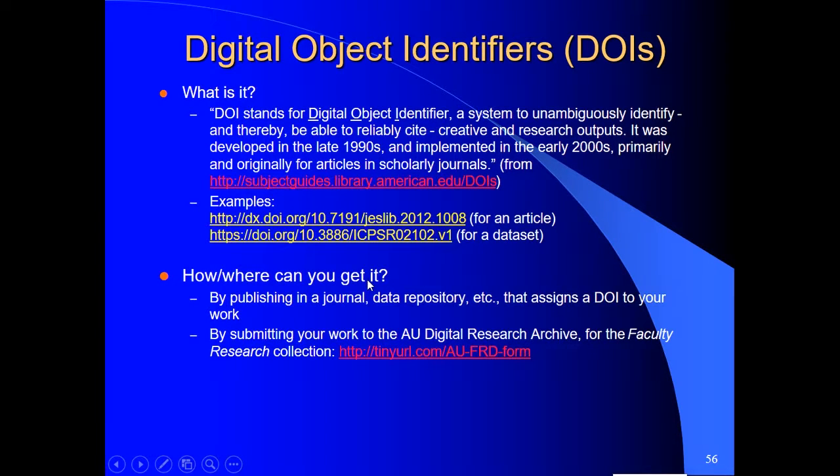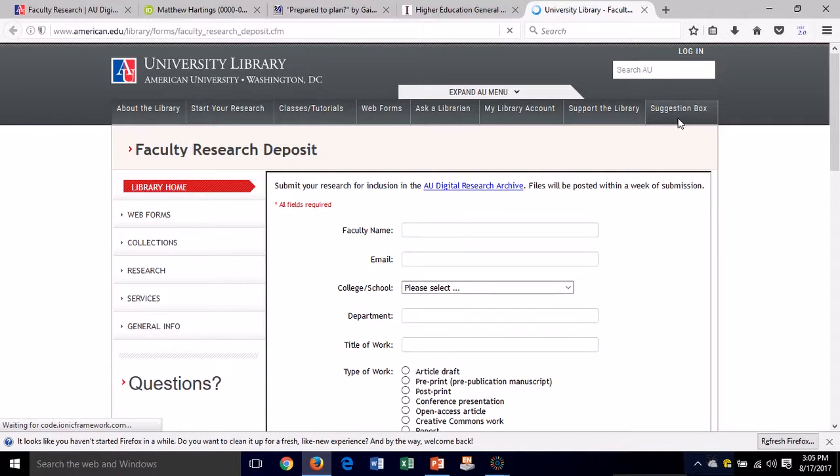So how do you get that? Well, one method is by publishing in one of the many journals or data repositories that assign a DOI to your work. And if you do that, a publisher will do that automatically. That's not something you have to tell them to do. And the other method is by putting work into the AU Digital Research Archive, and Chris already mentioned the faculty deposit form that we have for that, which is that one.